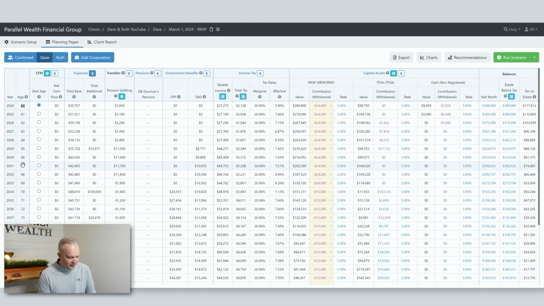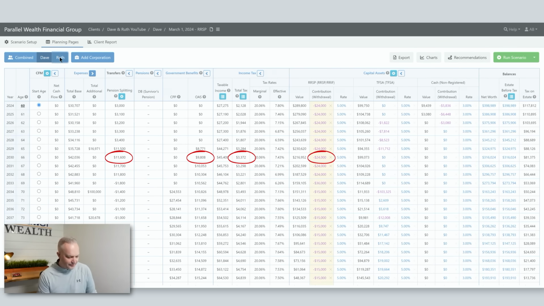I can grab any single year and say, look, at age 66, Dave needs some money. He's going to get $98.08 from his old age security. He's going to have to pay $3,300 in tax. We're taking $24,000 out of the RRSP. That's where his income is coming from. Okay? Now, there's some income splitting here if you're wondering where that taxable income comes from.